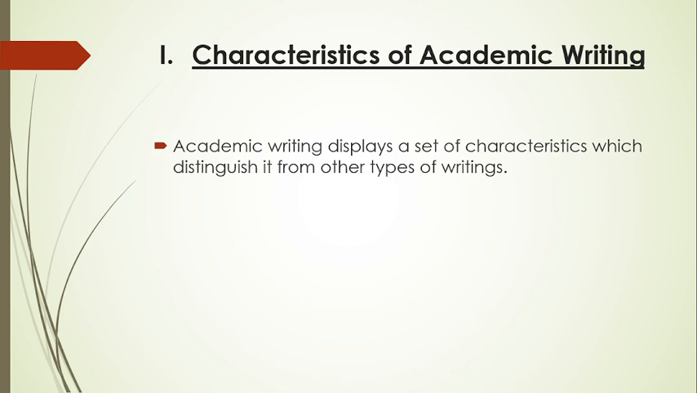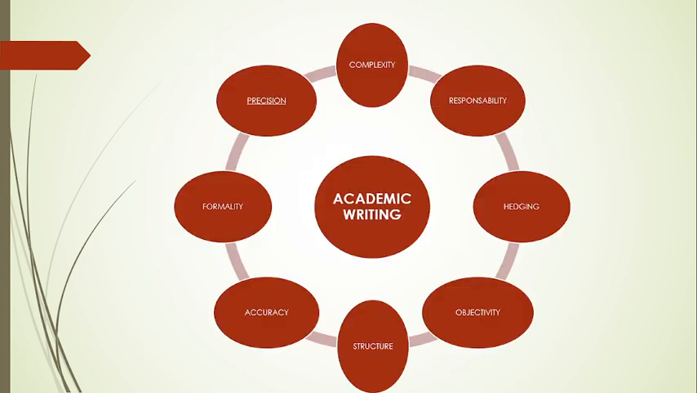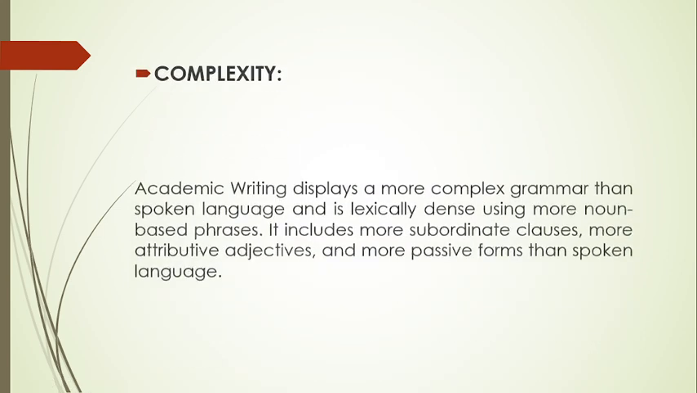Academic writing displays a set of characteristics which distinguish it from other types of writings. Here is a list of the main characteristics. So we have the complexity, responsibility, hedging, objectivity, structure, accuracy, formality, and precision. So let's see all these characteristics one by one. Now, the first one is the complexity.